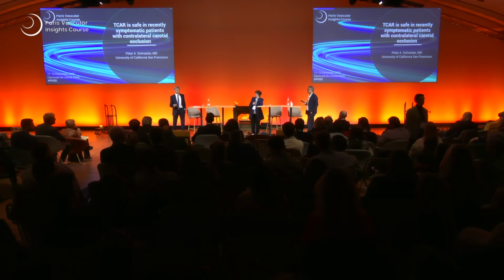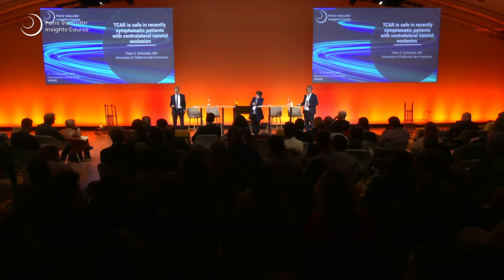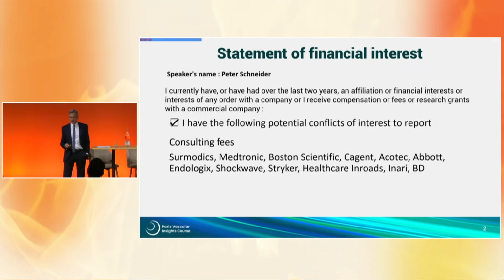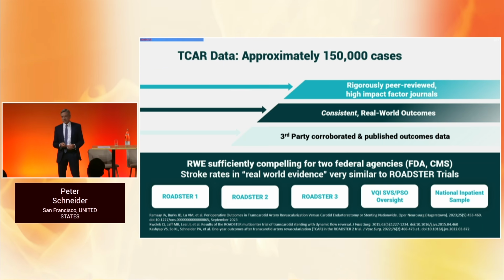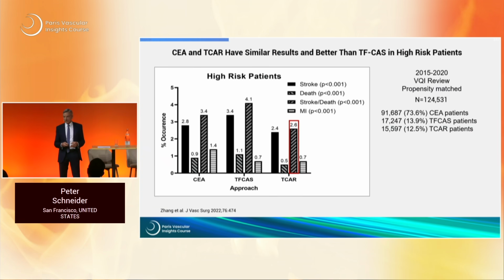And then the other thing just worth mentioning, I was just going to show you some of the latest data here about these super high-risk patients. So you've probably seen these studies, Roadster 123, VQI, SVS, and National Inpatient Sample. These are all studies that have been done over recent years, and now there are over 150,000 cases, which again is primarily in the US, but now it's available in China and Australia, and other countries will follow.